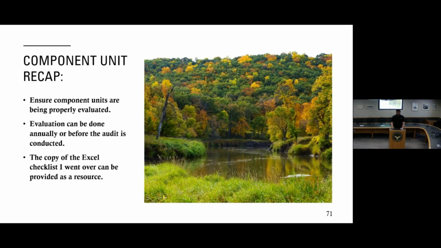To recap this section, we went over component units and how to properly evaluate them. We also went over some examples. Just make sure that evaluation is being done. If it's currently not, your auditors at least should be doing it. If you don't think they're doing it, it doesn't hurt for you to do an evaluation yourself. Like I said, a copy of that Excel checklist I went over can be provided as a resource.